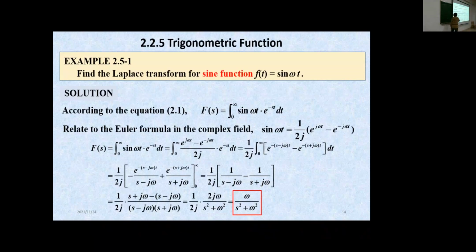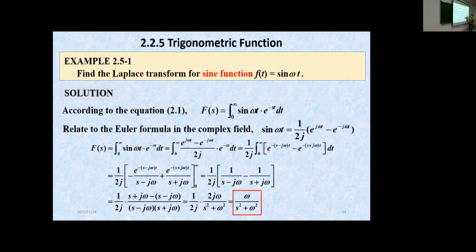Have you ever wondered about the exact pronunciation of this name? Euler. Some dictionary tells me it's something else. I don't know what the exact pronunciation is. Euler formula. According to the Euler formula in the complex domain, sine omega t will equal to this one. j is what? The domain is what? Complex domain, right? So sine omega t can be written as this.